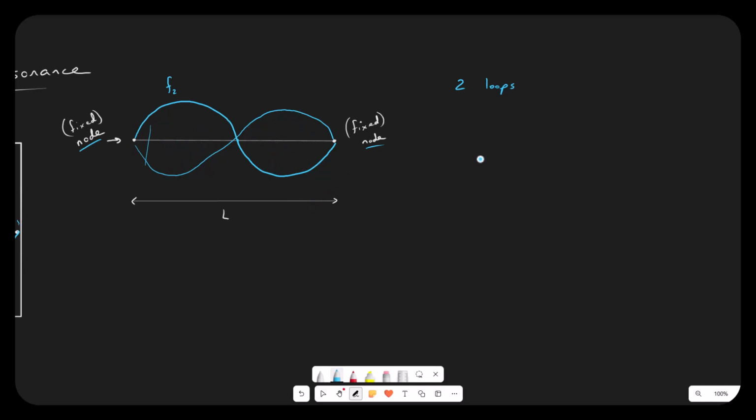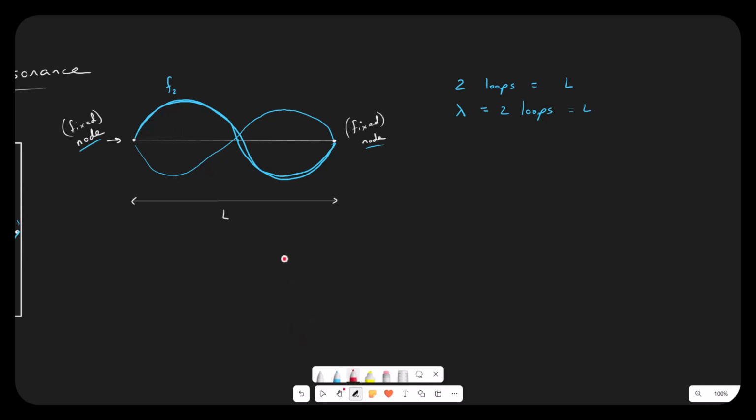So I've got those two loops, and those two loops take up a distance of L. My wavelength, if I trace out, I have right here, I've got an up and a down. That's one complete wave. My wavelength is always going to be exactly two loops. So my wavelength equals L. This is the frequency that gave me two loops, so I'm labeling it F2.